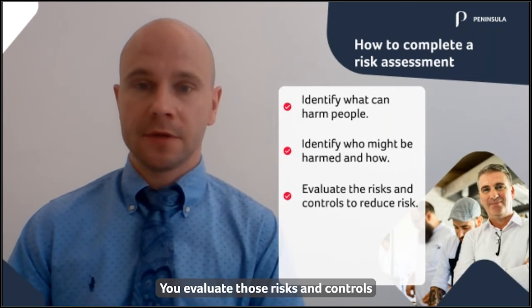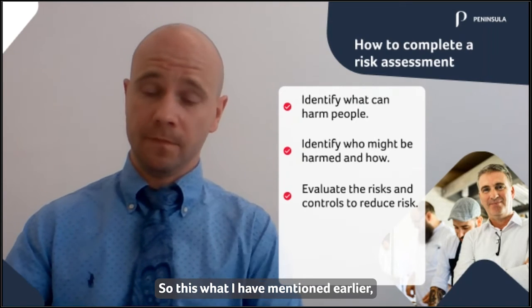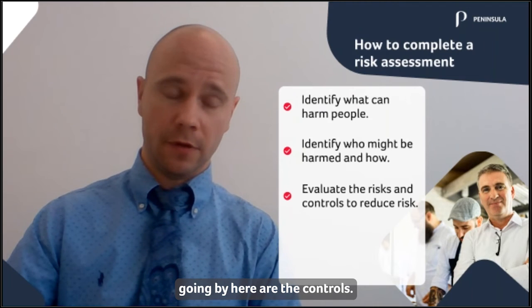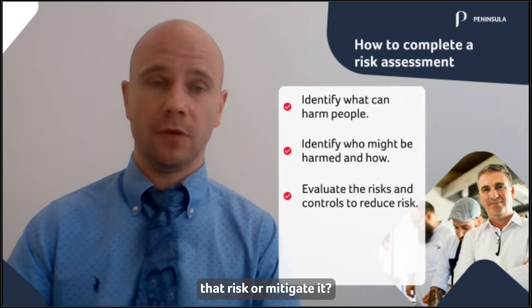You evaluate those risks and controls to reduce the risk. So this is what I have mentioned earlier, going by the hierarchy of controls. How do you do it? How are you going to remove that risk or mitigate it?